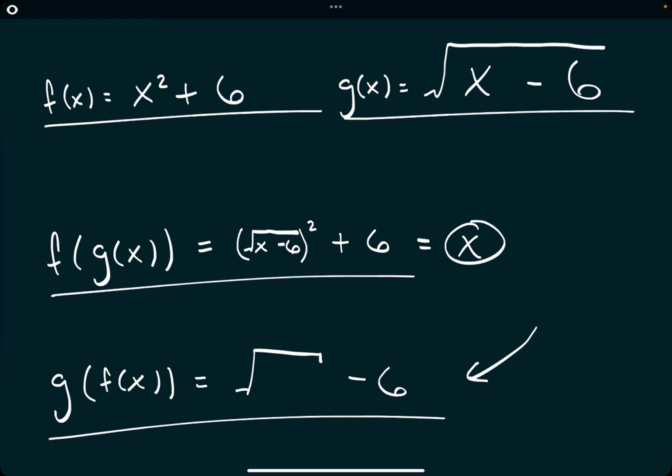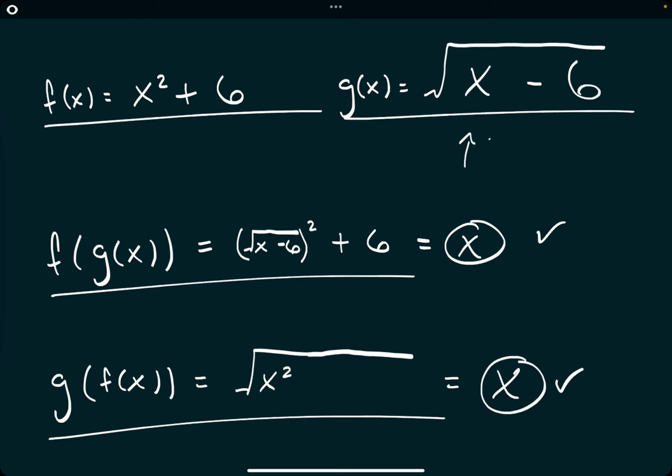Now down here, if we started with just g, it would now look like this. And then we would plug in f wherever we saw x in the function g. So we'd have square root of x squared plus 6 minus 6. The plus 6 and the minus 6 cancel. And then you have the square root of x squared, which also equals x. And so that's the small change we could make to g of x to make it so that these functions are inverses of each other.